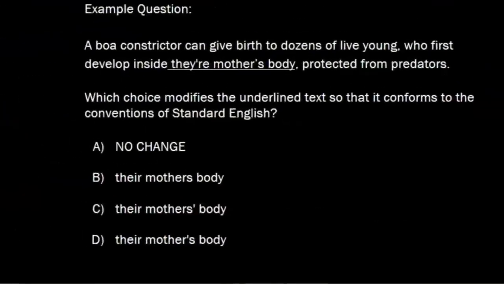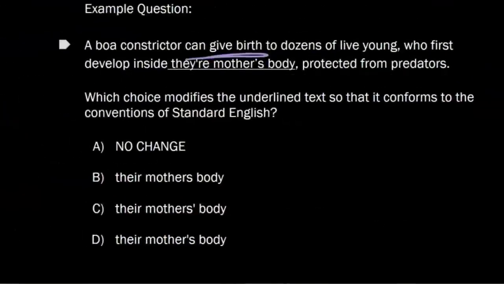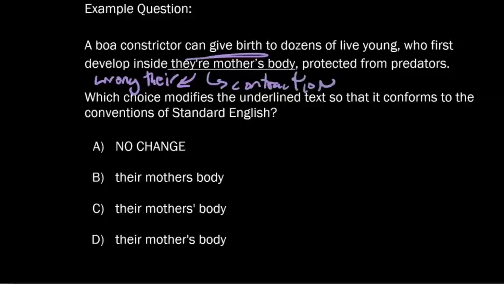Take a look at this. A boa constrictor can give birth to dozens of live young who will first develop inside "they are" mother's body protected from predators. "They are" is what this says here, right? When we expand this, this is a usage of the wrong "there". Okay? It's the wrong one. All right, "they are". It doesn't make sense. Just think about it. Expand the contraction if you need to. And if it still makes sense, put it down in the comments. Make sure that we know. All right, if you need more help with all the different theirs.